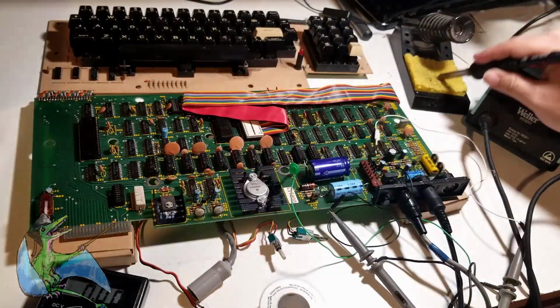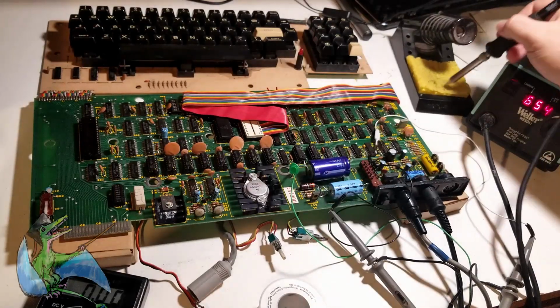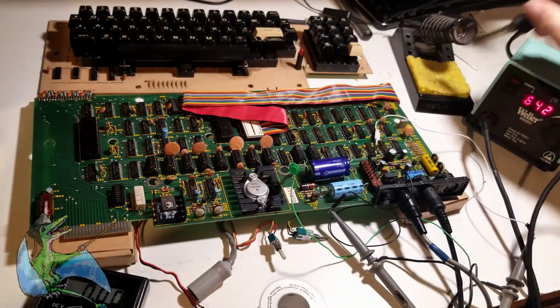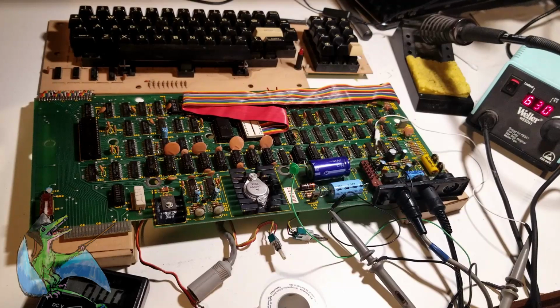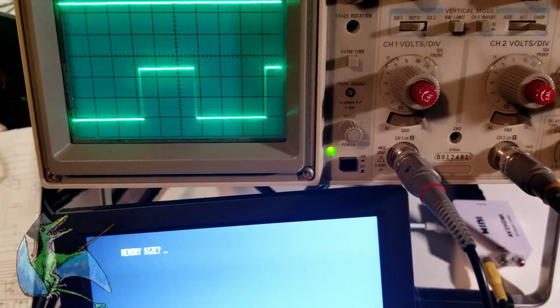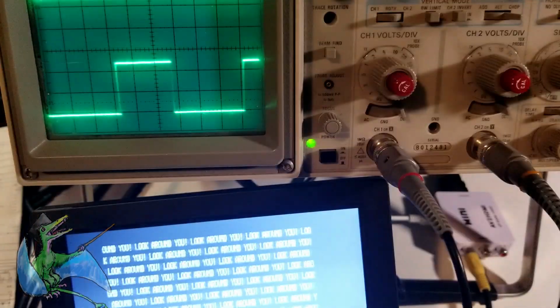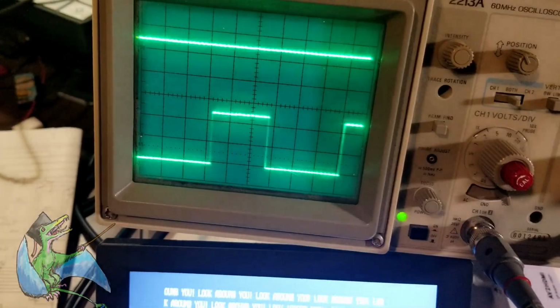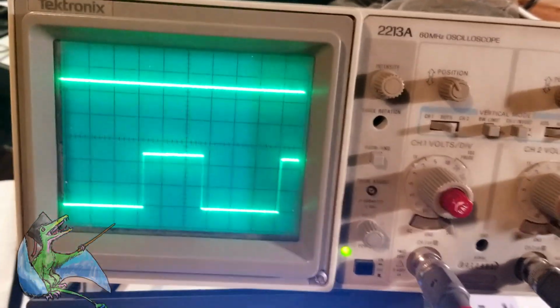All right. So let's plug the power supply back in. Hope we didn't kill anything. Voila! So yeah, let's take another look at our scope.